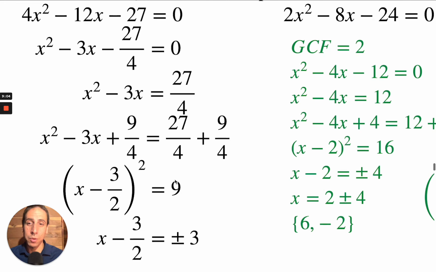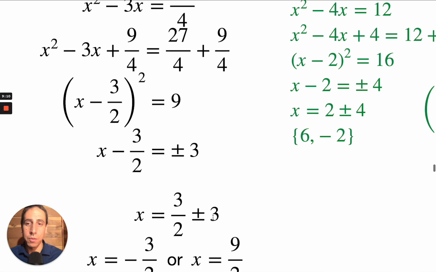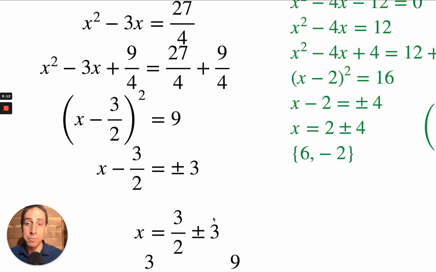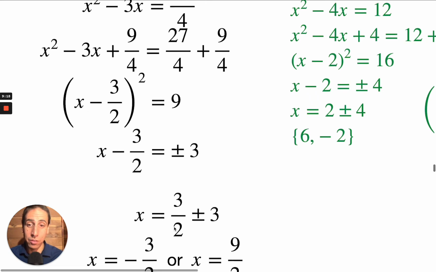And now we can take the square root of both sides, and we get x minus 3 halves is equal to plus or minus 3. And then you can add 3 halves to both sides. You get x is equal to 3 halves plus 3, and x is equal to 3 halves minus 3.